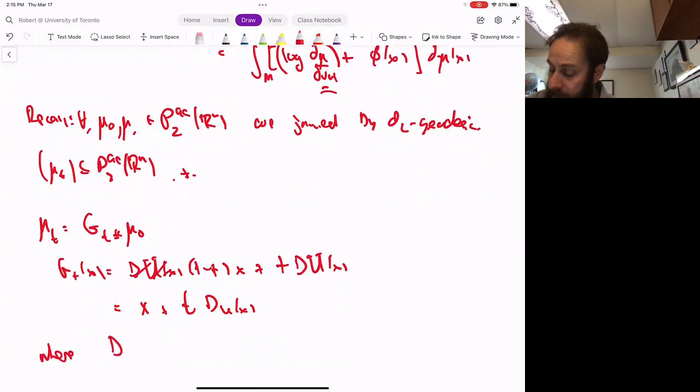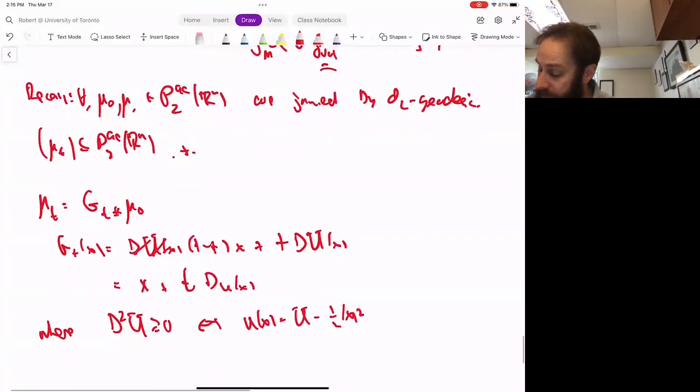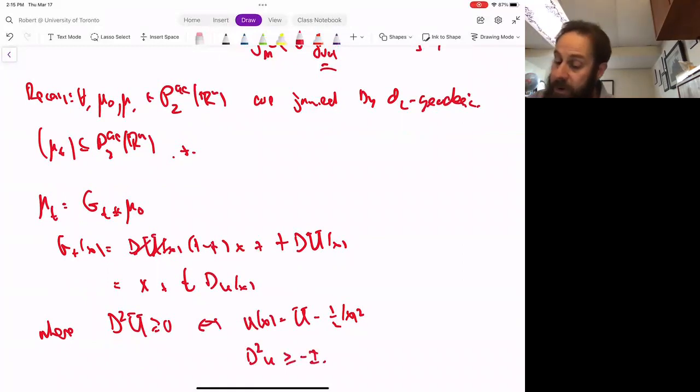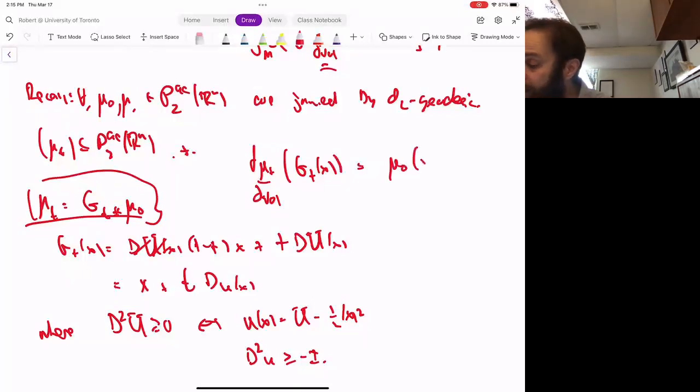Where capital U is convex, and therefore little u, which is basically capital U minus 1/2 x squared, satisfies little u is bigger than minus the identity matrix. So we have this nice characterization of the geodesics, and we even have a Monge-Ampère type equation, which says that this guy's absolutely continuous, and its density at GT is given by the density of mu naught at x, ratio, the determinant of the Jacobian derivative of GT at x. And that holds for mu naught almost all x.